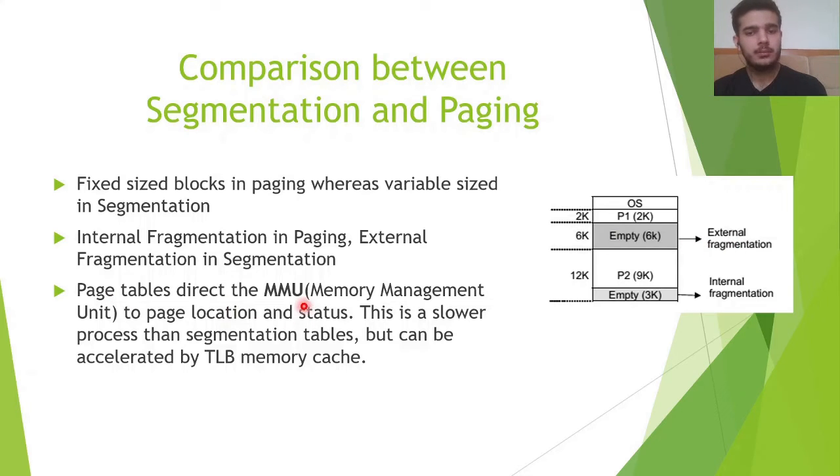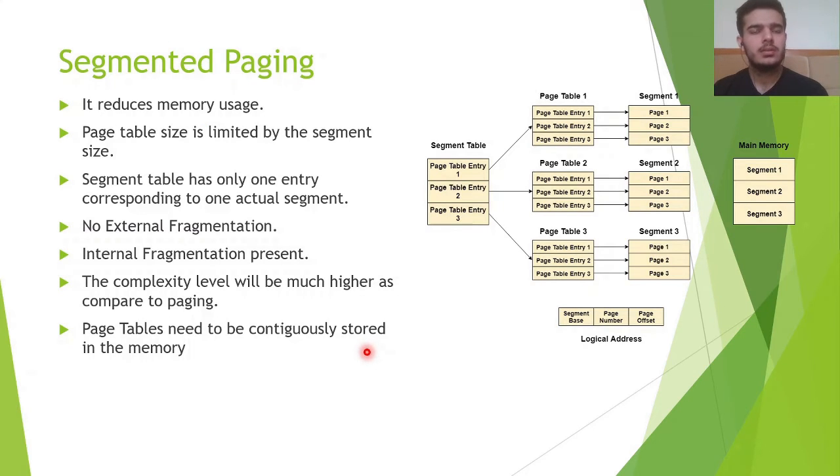Page tables direct the MMU, that is the memory management unit, to the page location and status. It is a bit slower than segmentation, but it can be accelerated by the TLB memory cache. There is also one more thing known as segmented paging, which uses a hybrid of segmentation and paging. So it has its own advantages and disadvantages.